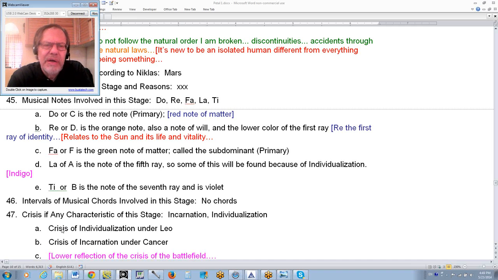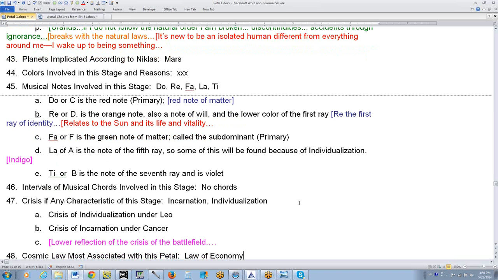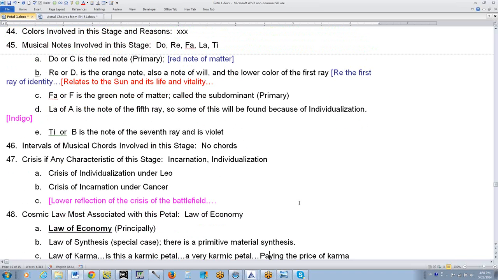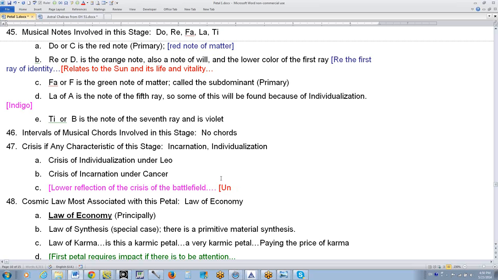What about crises, if any, at this stage? Well, it's the crisis of incarnation, the crisis of individualization. We reviewed that earlier. The crisis of individualization comes in under Leo. What is seen then is that the self is considered to be the body, and the crisis of incarnation comes in under Cancer, where the human family came into incarnation in those far-off times. And the crisis of the battlefield is under Scorpio. Maybe there's a lower reflection here of the crisis of the battlefield under Scorpio.